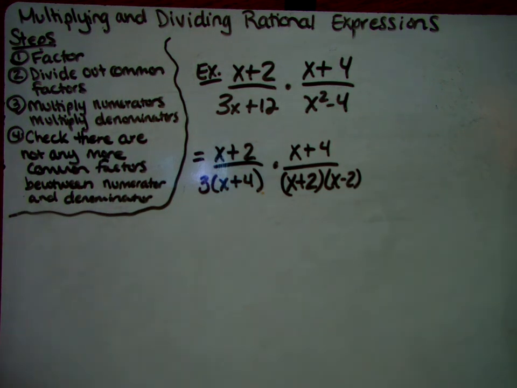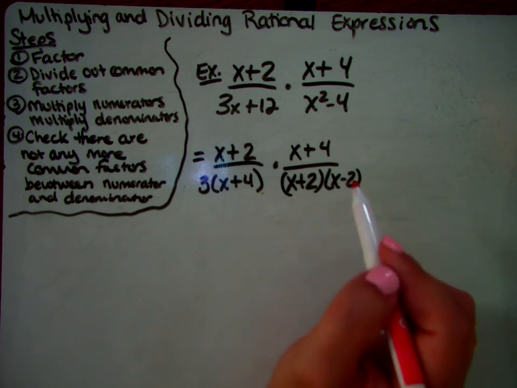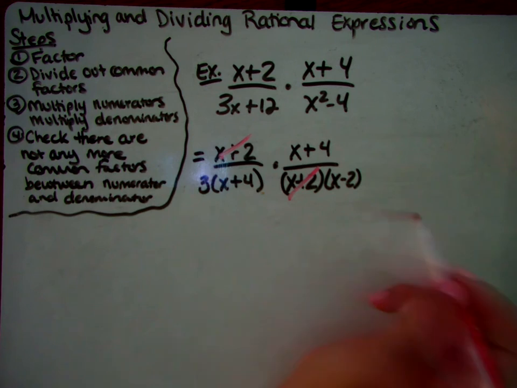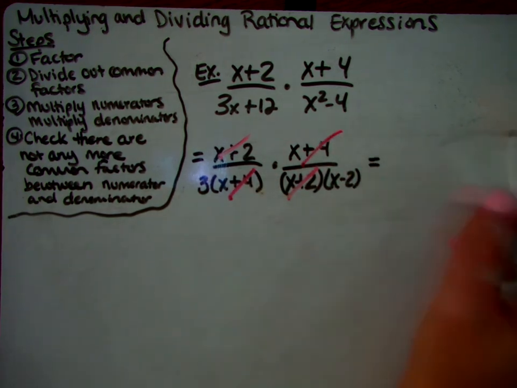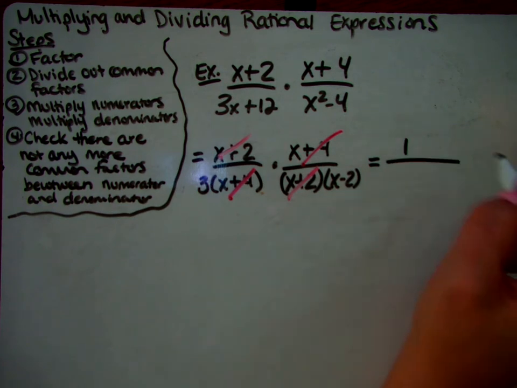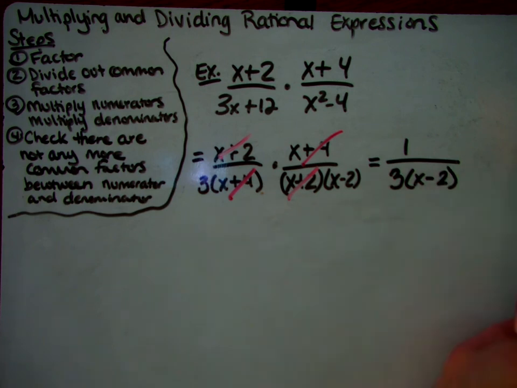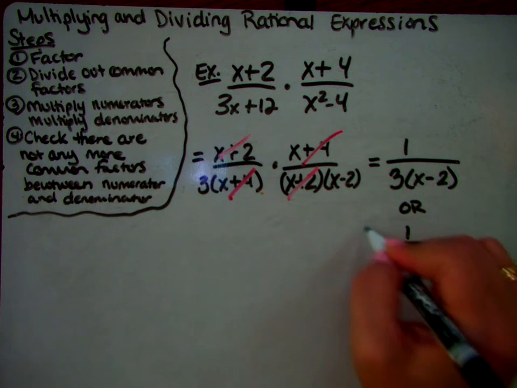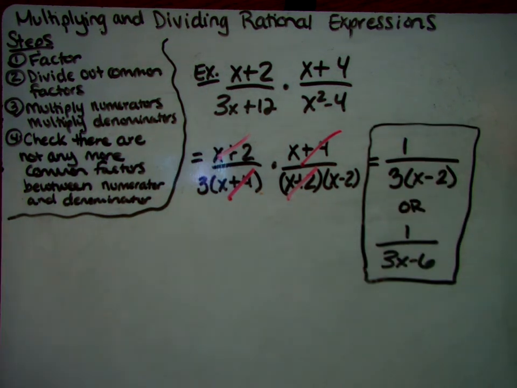And now, since we're all factored, now we divide out common factors. So it's a 1-to-1 relationship. I see an x + 2, I see an x + 2. I see an x + 4, I see an x + 4. So now, on top, there's nothing left. It's a 1. On the bottom, I have 3 and x - 2. Or you could write it as 1 over 3x - 6. So either of those answers will be sufficient.